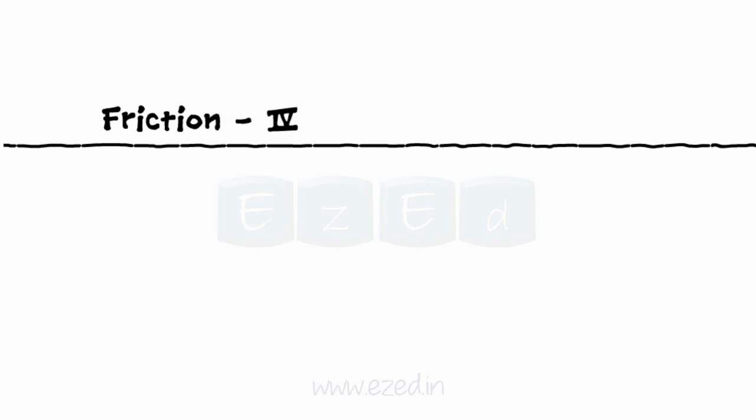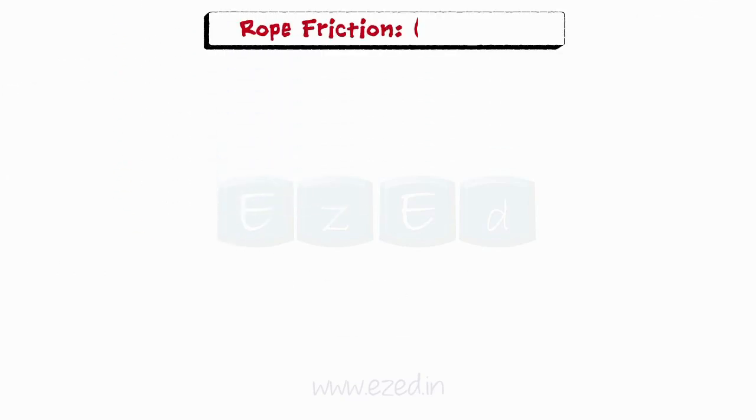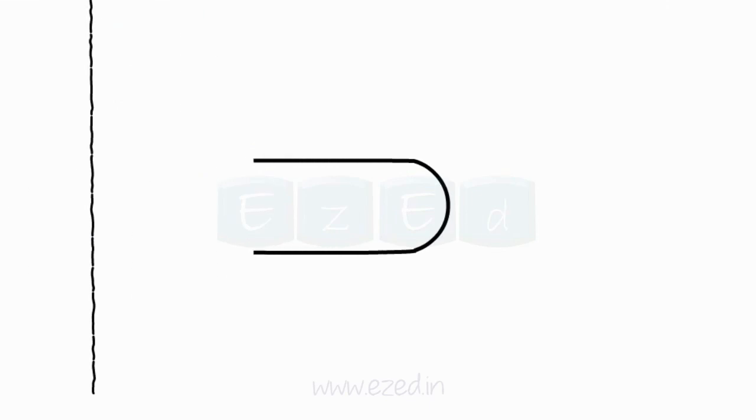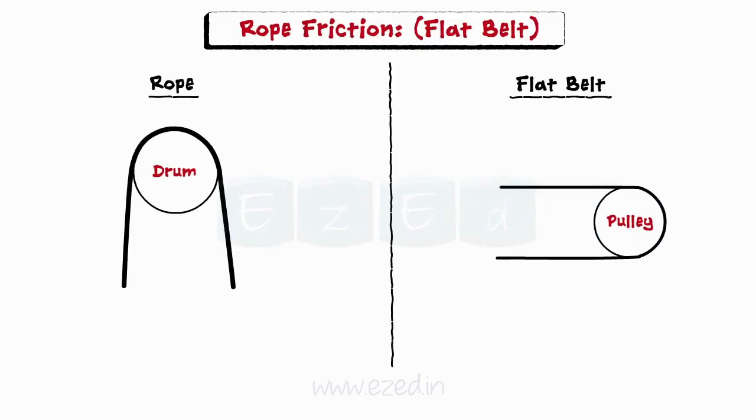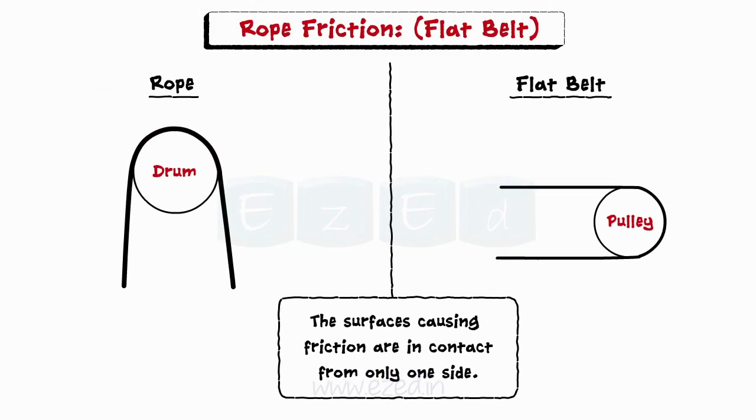In this EzEd video lecture, we are going to learn about friction, wherein we will take a look at rope friction and tipping in friction. Rope friction is a term describing the friction forces between a rope and a drum, such as a flat belt wrapped around a rough pulley. Friction in both the cases of flat belt and a rope around a drum is considered to be the same, as the surfaces causing friction are in contact from only one side.